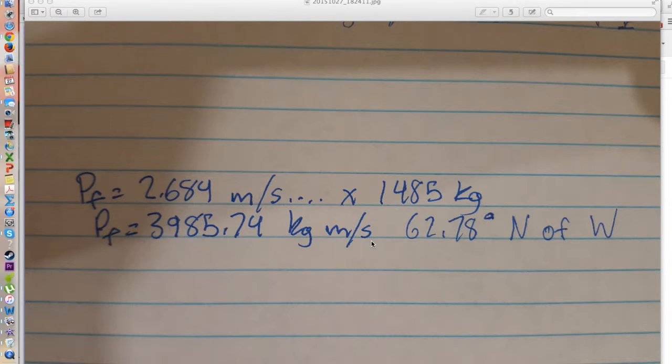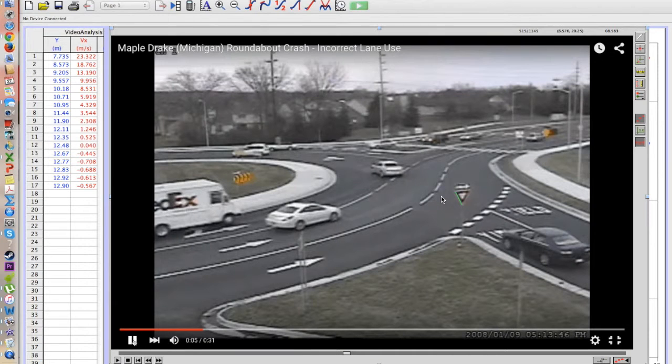Again, we have to find the momentum. This time, it's for the final momentum of the white car. Again, we take our velocity and multiply it by our mass. So the velocity is 2.684 meters per second, 62.78 degrees north of west, times 1,485 kilograms. So that means our final momentum of the white car is 3,985.74 kilograms meters per second, 62.78 degrees north of west. So now that we've done all the things for the white car, it's time to move on to the FedEx car.